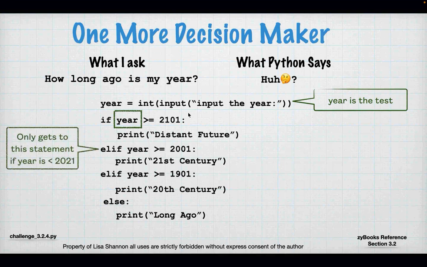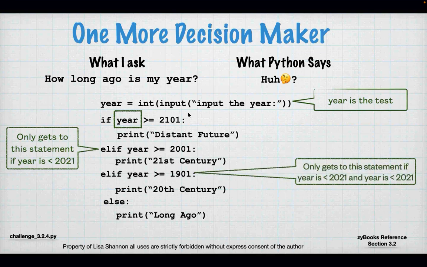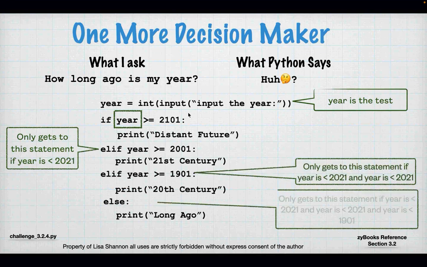Let's see, I think I said all of that. Yeah, so 1901, only get to that statement if the year is less than 2101 and the year is less than 2021. And similarly, with the else statement, the year will have to be less than 1901, so it'll have to be 1900 or less.